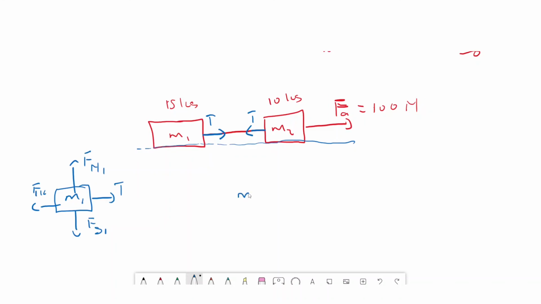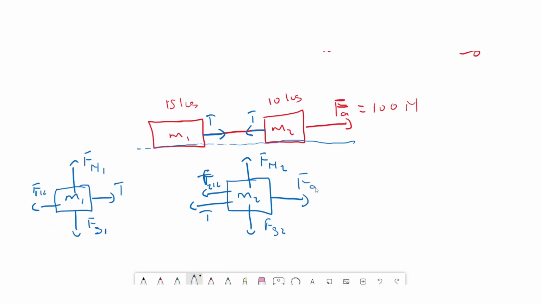If you're looking at M2, what are the forces that are going to be experienced on M2? It is going to be the gravity for mass 2, the normal force on 2, then the tension force in that direction. You are going to have the friction in that direction as well, kinetic friction 2. Then there's an applied force here.